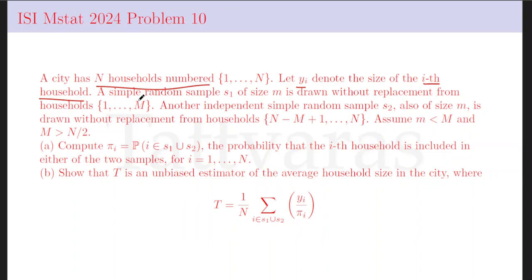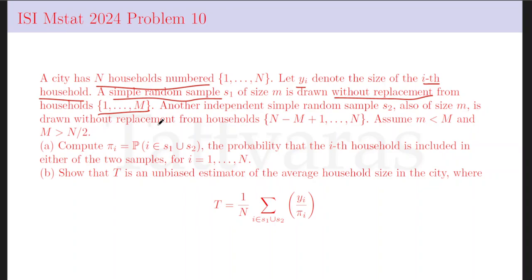Now a simple random sample. So this is important. SRS S1 of size m is drawn without replacement. Now this is a very important condition, that the SRS sample is drawn without replacement, and it is drawn from the first m households.